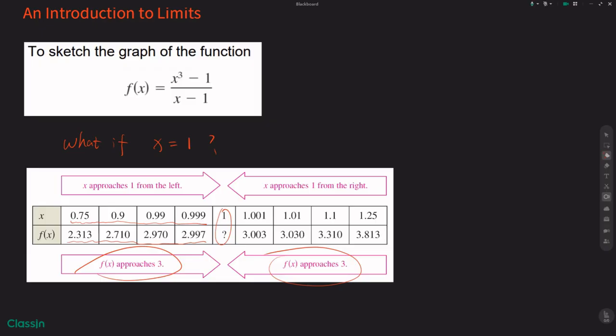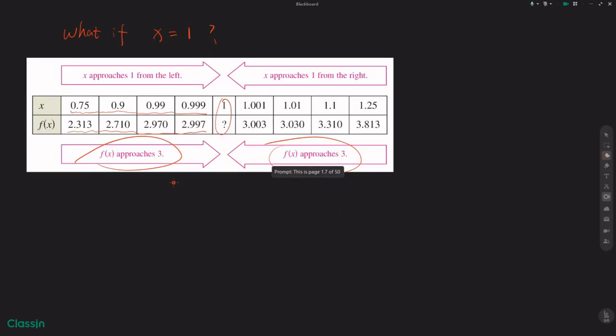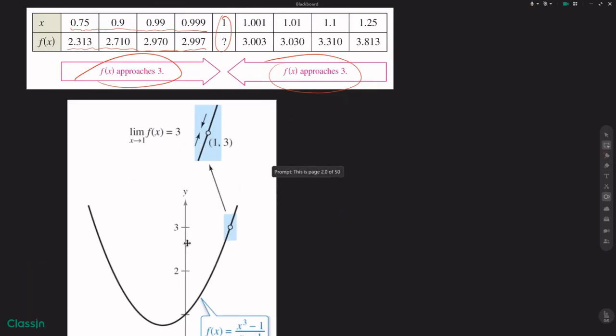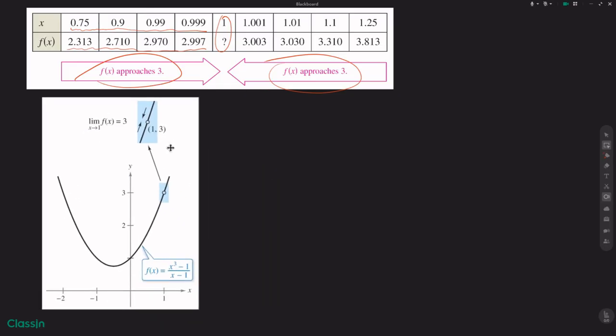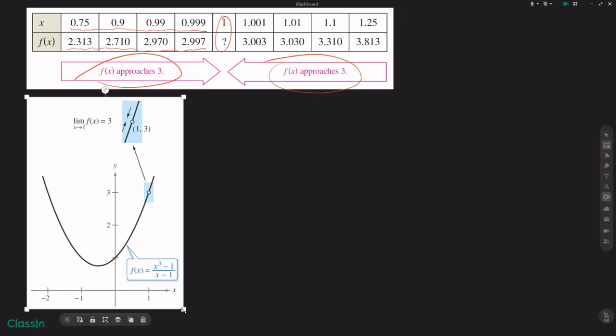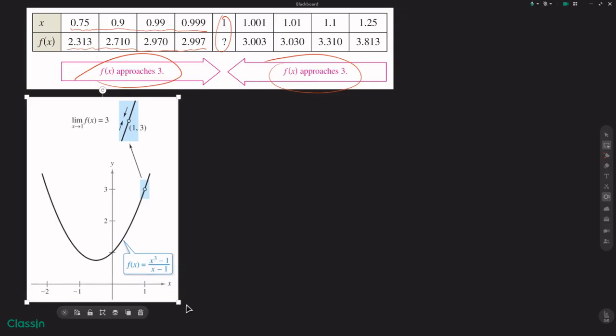Now, let's see if we actually graph this function, if the graph's going to make sense, or at least if the graph's telling us something that's consistent with what we found from the chart. All right, so let me show you the graph of the function. As you can see, we're looking at a pretty nice smooth curve and it looks like a parabola.